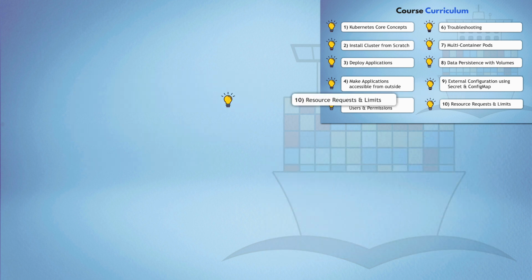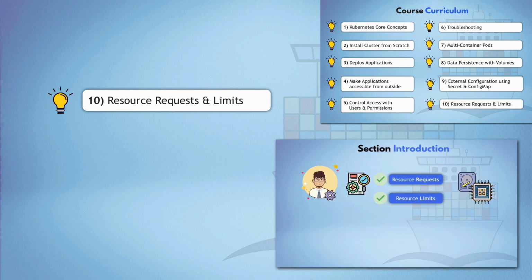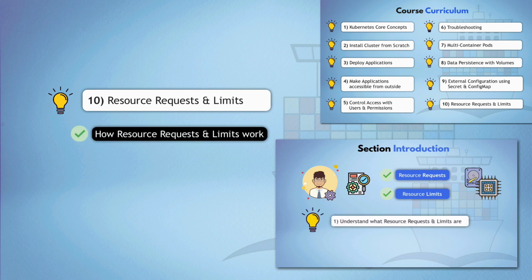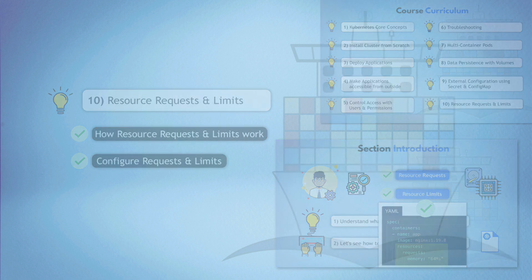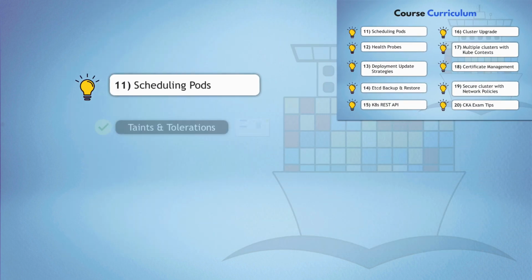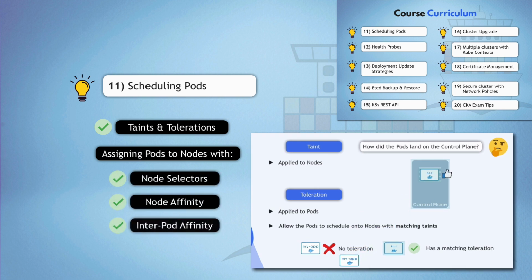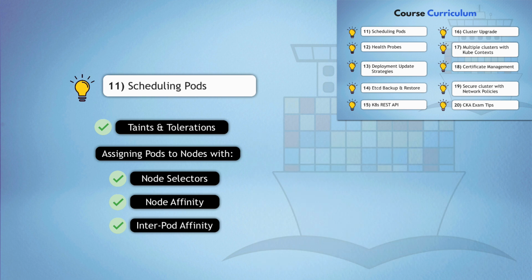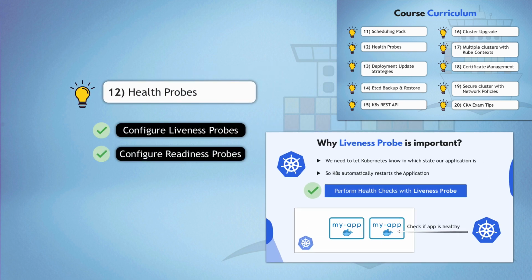Now, when you have hundreds or thousands of pods running in your cluster, you want to make sure each pod has enough resources to run, and also that one pod doesn't take up all the resources on the server. For that, we will learn how to configure resource requests and limits in pods. Next, we will learn about concepts of taints and tolerations, as well as node selectors, node affinity, and inter-pod affinity in Kubernetes, and what role they play in scheduling pods in the cluster. You will also learn how to configure health status checks for containers inside the pods using liveness and readiness probes.